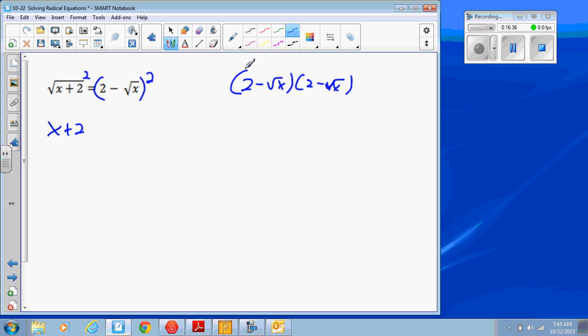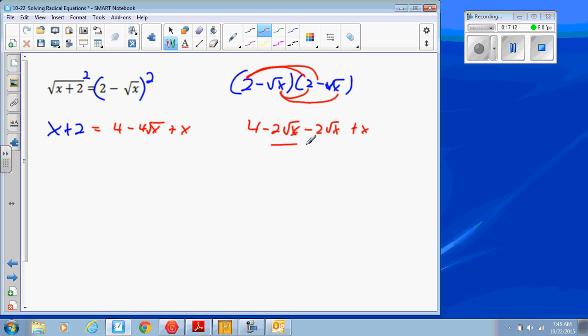So this one here, to FOIL, I'm going to do the same thing we do first. Terms are going to be 4, 2 times 2. Then I have minus 2 square root of x. And here I have another minus 2 square root of x. And then these two right here, square root of x times square root of x is x. Negative times negative is positive, so plus x. So x minus 2 equals 4 minus 4 square root of x, plus x. The 2 times 2 is 4, and the minus 2 square root of x plus minus 2 square root of x is minus 4 square root of x.